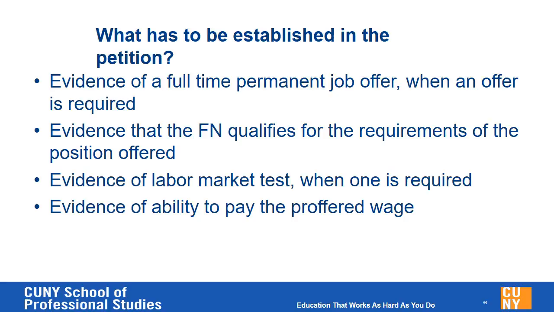What has to be established in a petition? First of all, there has to be evidence of a full-time permanent job offer when this is required, and it's required in all cases in EB1, 2, and 3 unless there is a self-petition. So other than national interest waiver and EB11, as we spoke, there has to be a full-time permanent job offer.